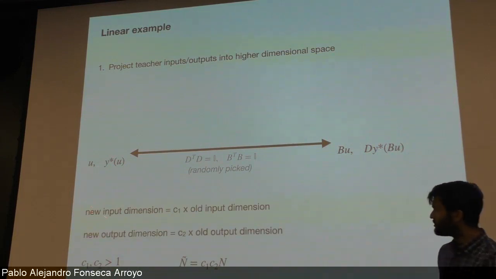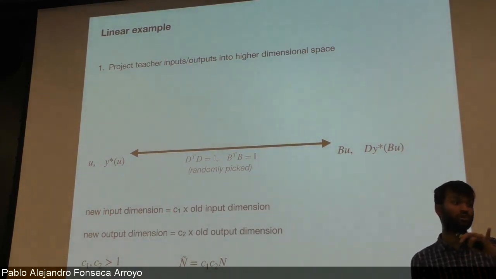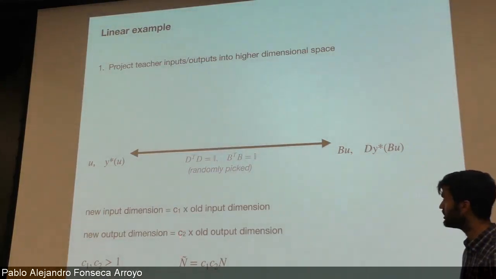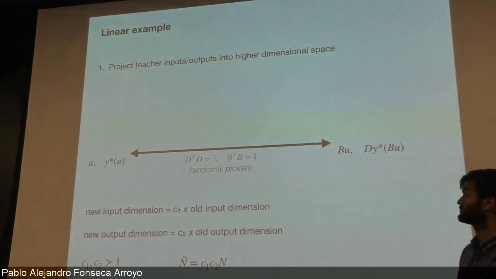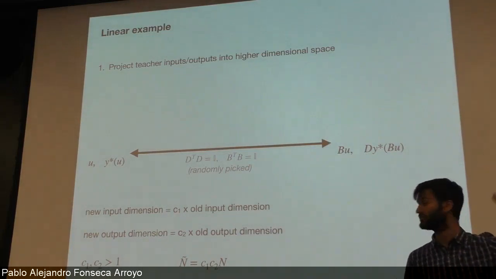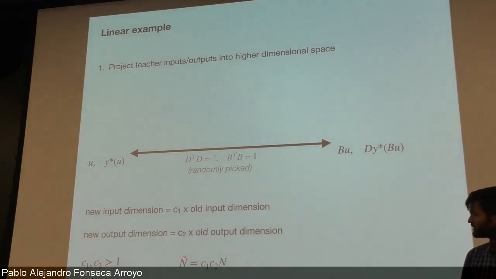I'm going to define how much change by these parameters C1 and C2. C1 is the proportion by which I increase my number of inputs, and C2 is the proportion by which I increase my number of outputs. And they're going to be greater than 1. I'm only going to be increasing network size. Note that the number of weights from the expanded network is going to be C1 times C2 times n.